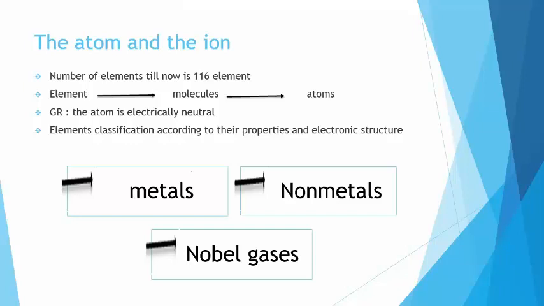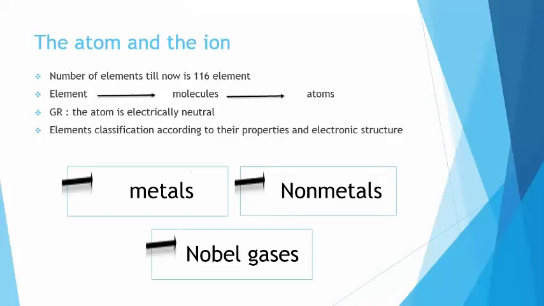We have studied that every element has two numbers. The first number is the atomic number, which equals the number of protons or the number of electrons, and the upper number is the mass number. The mass number is the summation of protons plus neutrons inside the nucleus.